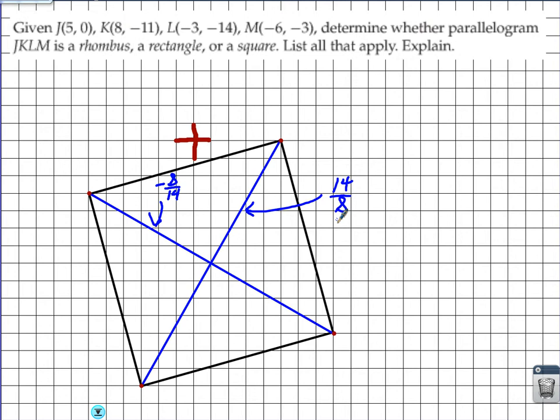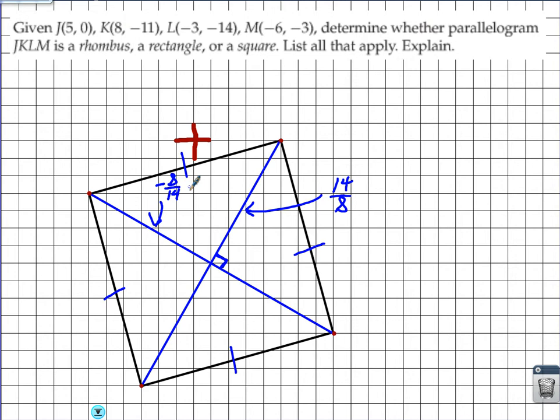Jagger, are those perpendicular? Yes. Why? What's true about your slopes there? Perfect. Anytime you have opposite reciprocals, those are perpendicular. And anytime those are perpendicular, we can go ahead and say we have a rhombus. That makes sense. You know how that works?